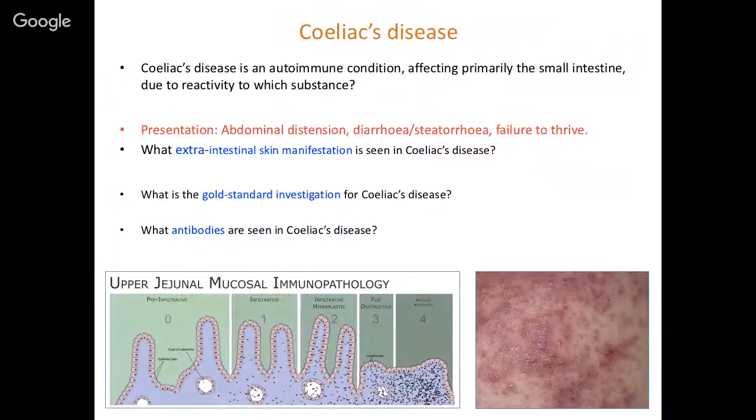A few things on celiacs. It's an autoimmune condition due to reactivity to which substance? Yep, gluten or gliadin, which is the gluten protein. Presentation is above. Does anyone know there's an extraintestinal skin manifestation seen in celiacs?